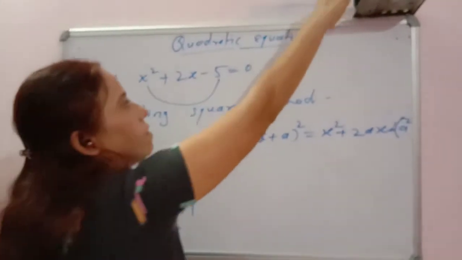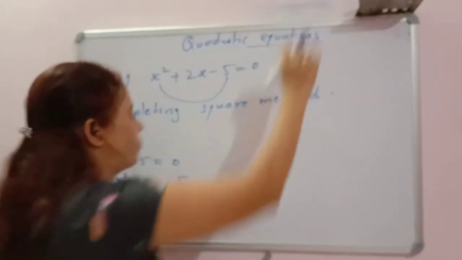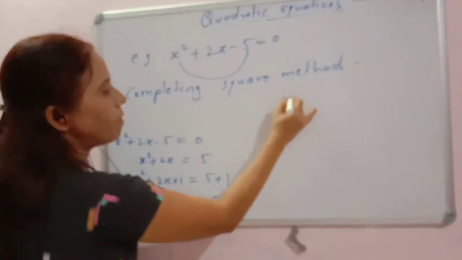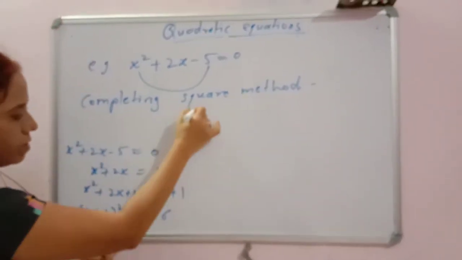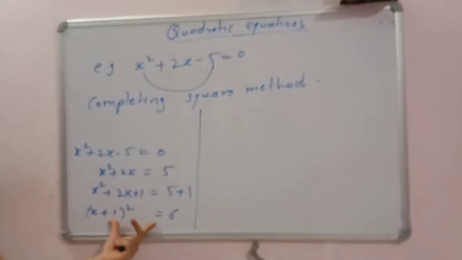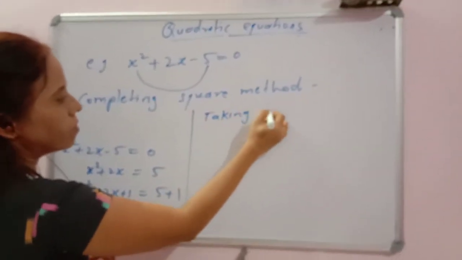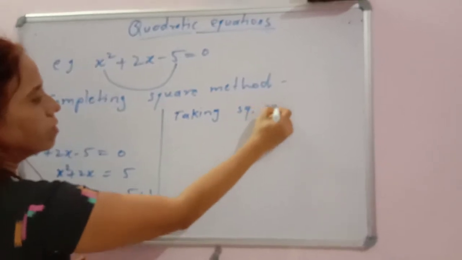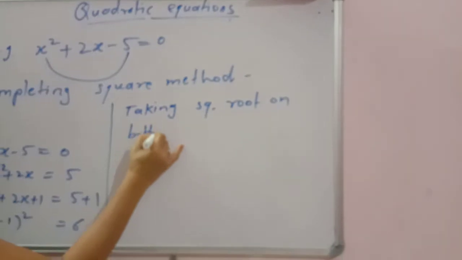And after this, take square root on both sides. It is x plus 1. I'm solving it here. What we have to do after this: take square root on both sides.